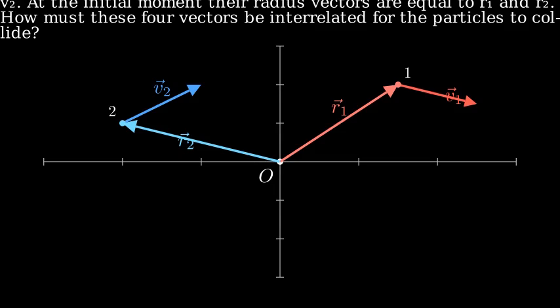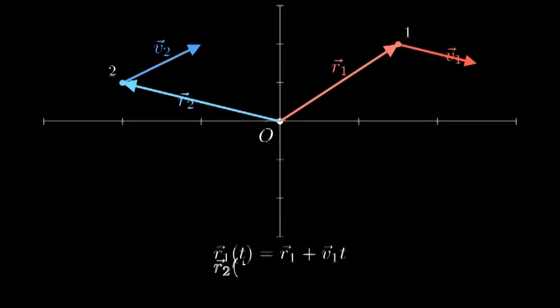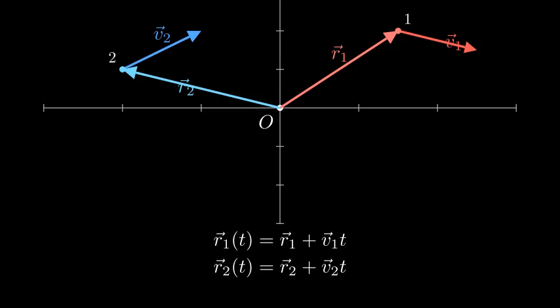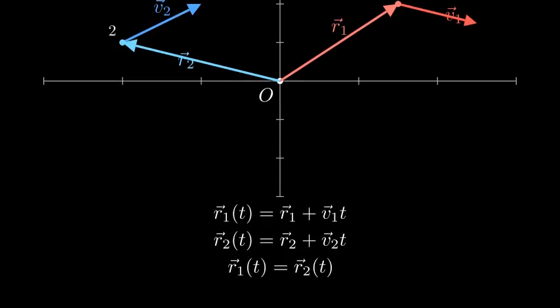Let's set up equations for the position of each particle as a function of time. For particle 1, its position vector at time t will be r1 plus v1 times t. Similarly, for particle 2, its position at time t will be r2 plus v2 times t. For a collision to occur, the two particles must be at the same position at the same time t. This means r1 of t equals r2 of t for some positive value of t.